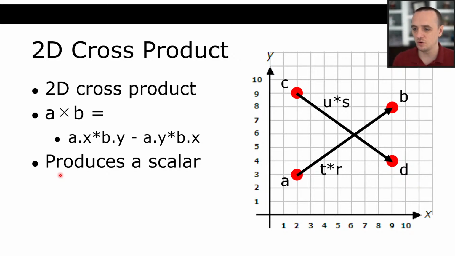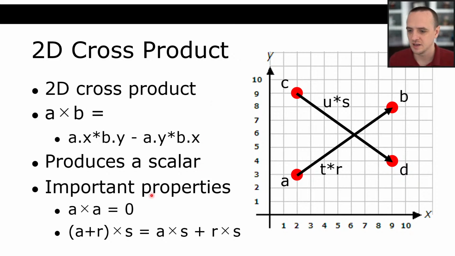And the really cool property that this has is that any vector cross itself is equal to 0. Why? Well, up here you can see that it's the X of A times the Y of B minus the Y of A times the X of B. But if A and B are the same, then it's X times Y minus Y times X of the same vector. So it's going to be 0, right?